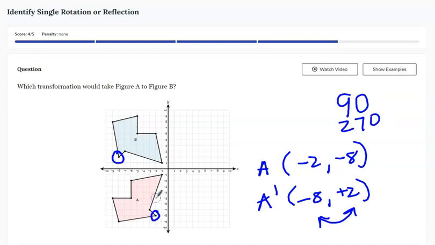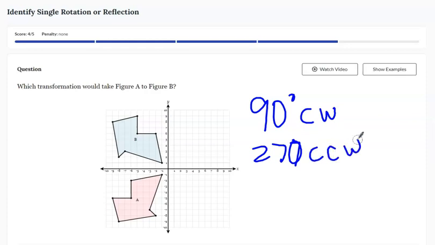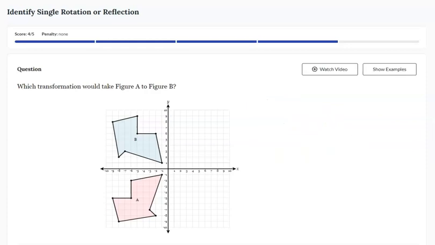It looks like I rotated one quadrant, but the arrows are going in this direction like the clock. So this is a 90 degree clockwise, or I could say 270 degrees counterclockwise. So my options are 90 degrees clockwise or 270 degrees counterclockwise. Those are my options. So let's take a look.